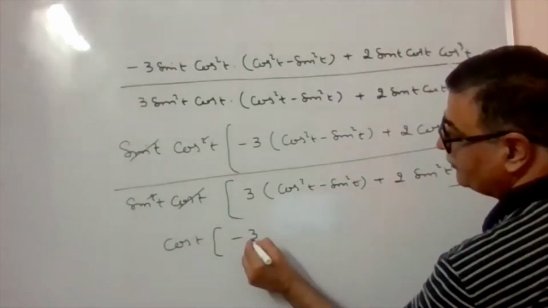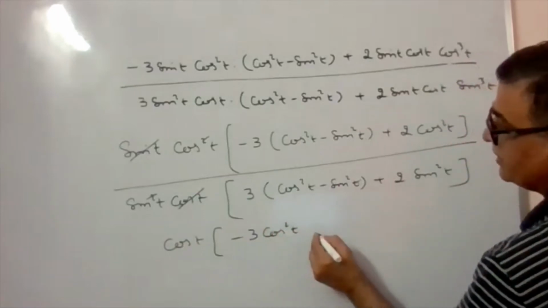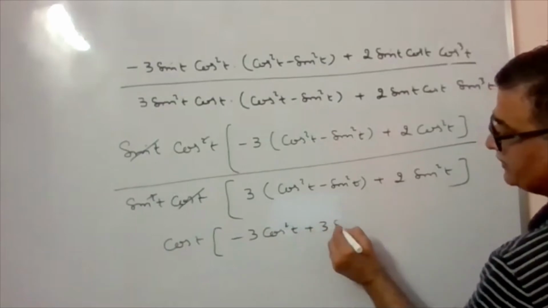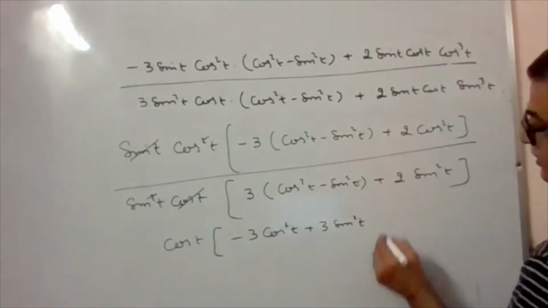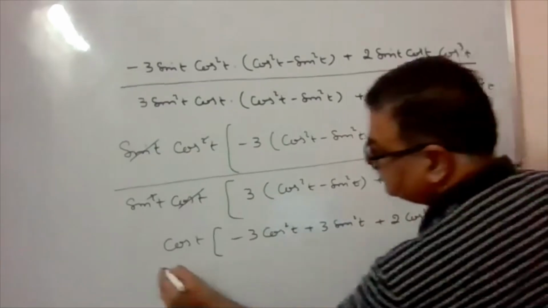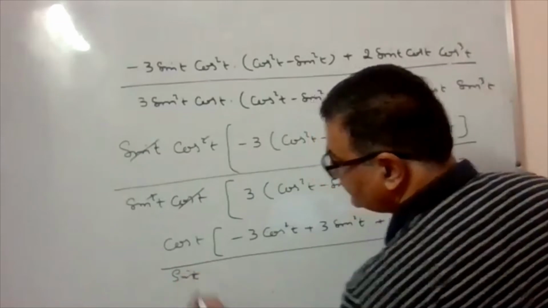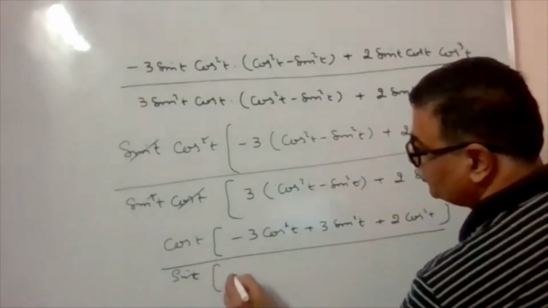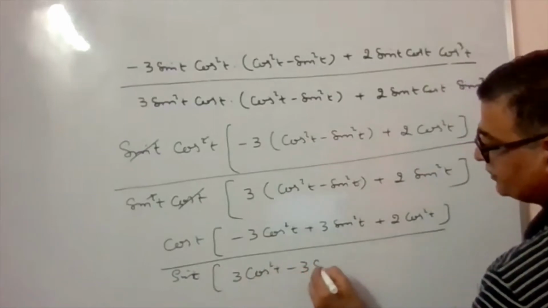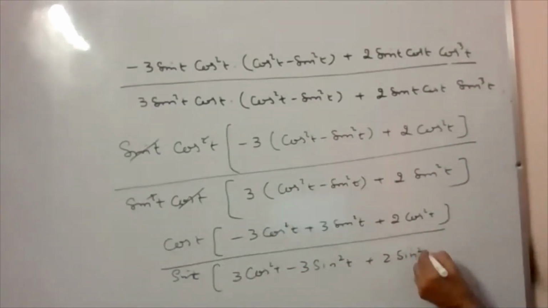Now when you solve it, it will come 3 cos square t minus, minus becomes plus, 3 sin square t plus 2 cos square t. Denominator is sin t left. Here it will come out to be 3 cos square t minus 3 sin square t plus 2 sin square t.